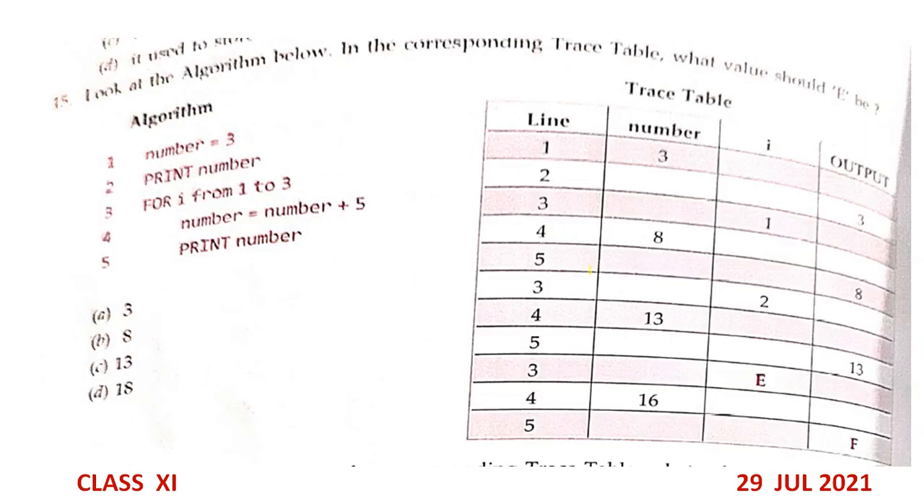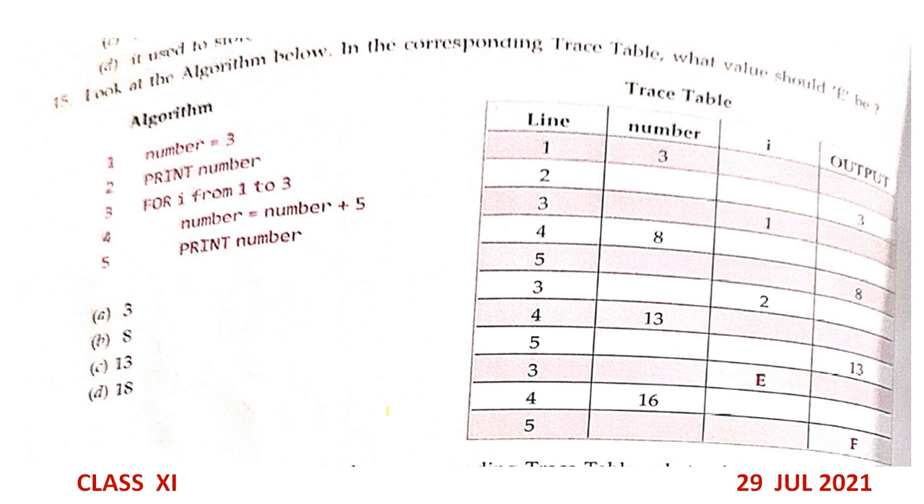Next, question number 15. Look at the algorithm below and the corresponding trace table. Whatever algorithm you write, the lines will be numbered 1, 2, 3, 4, 5. What will happen in 1, what will happen in 2, this is the tracing table. This helps you to understand the flow of logic. What value should E be? Whether 3, 8, 13 or 18.